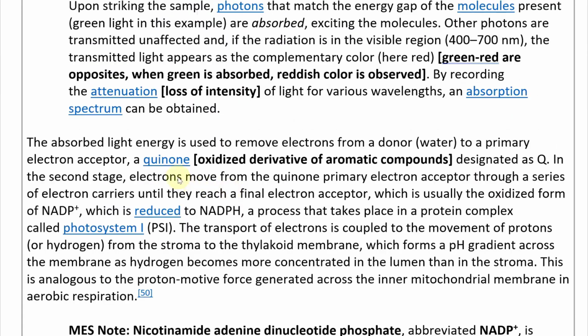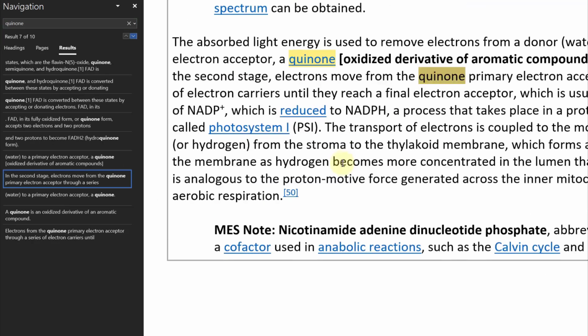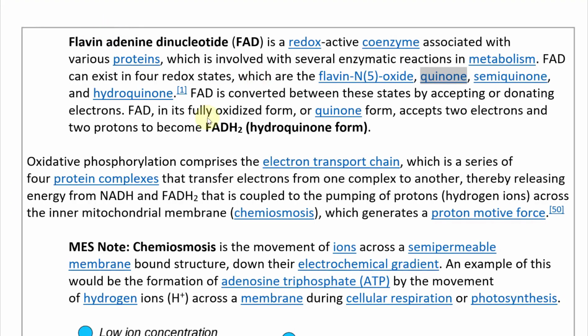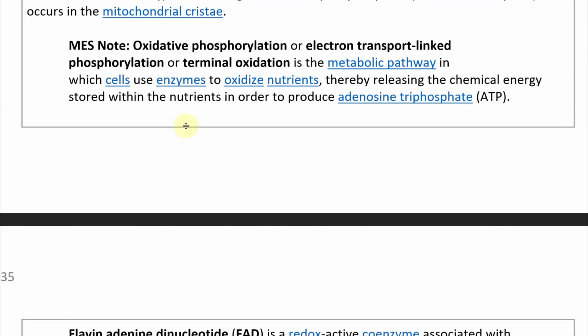So the thylakoid membrane is the site of the light-dependent reactions of photosynthesis, with the photosynthetic pigments embedded directly in it, where it first absorbs the light. So let's go over here now. The absorbed light energy is used to remove electrons from a donor, usually water, to a primary electron acceptor called a quinone, an oxidized derivative of aromatic compounds. And we actually know this already. If we scroll back here from the beginning, we already mentioned quinones earlier when we talked about FAD.